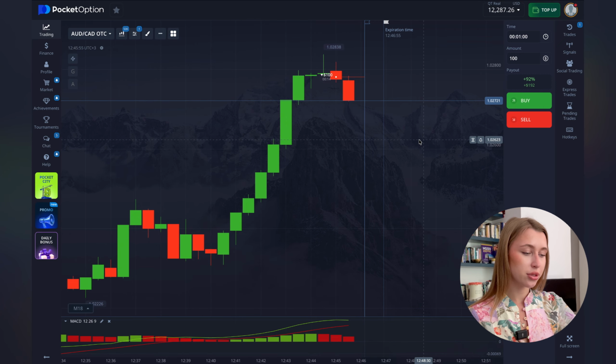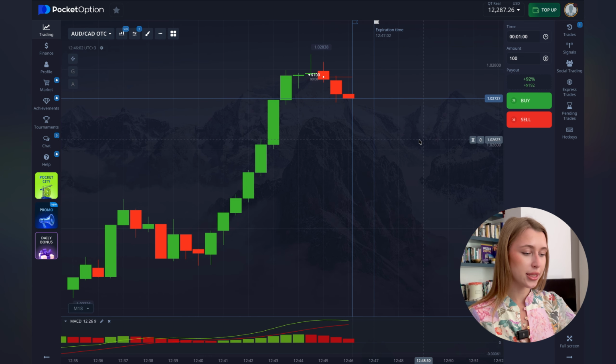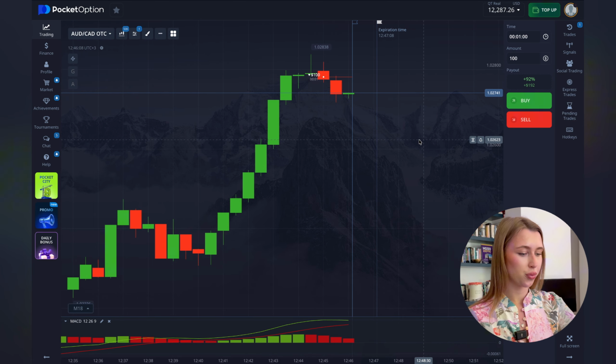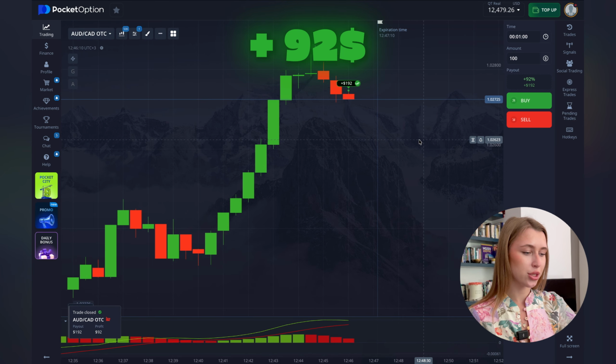In addition, you can notice how the MACD behaves at this moment. The histogram bars are gradually going down. They show that the market is slowly losing momentum. We take our profit, $92 net.